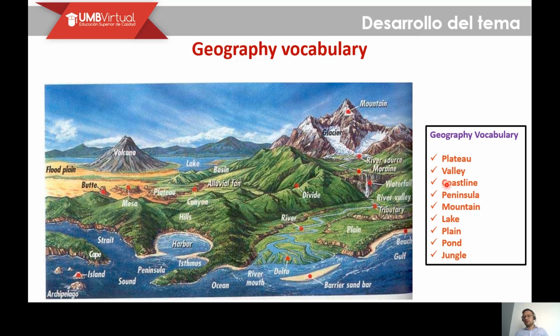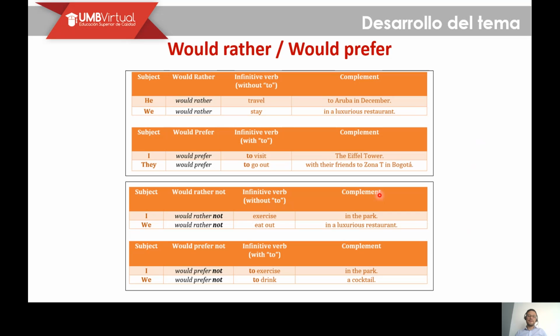Mainly plateau, valley, coastline, peninsula, mountain, lake, plain, pond, jungle. Yes, but we have way more. Yes, archipelago, island, cape, strait, sound. Yeah, we have way more, but just for you to bear in mind them.